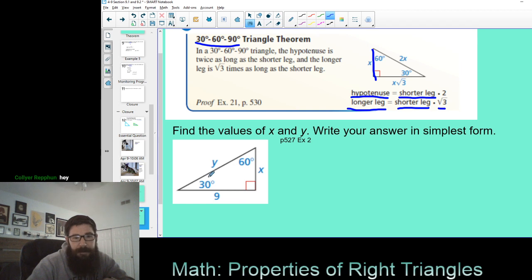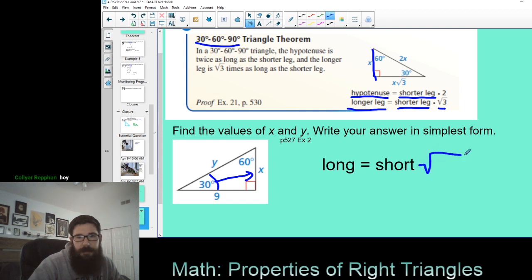Right now, my short leg is always the side opposite of the 30. So 30 is right here, but it's looking over here at this x. I don't know that yet. I'm going to need to know x to figure out y. Well, if we have this equation where my long leg equals my shorter leg times the square root 3, oh, goodness, that doesn't look good. We'll just jam it on at the end.